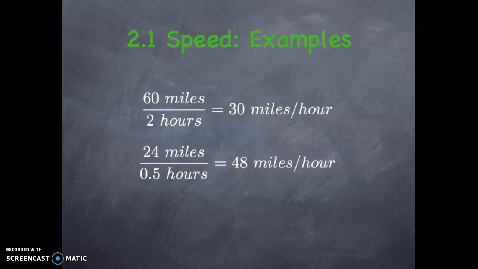That's an average of 30 miles per hour. That's not the instantaneous speed. That's the average speed, 30 miles per hour. As a second example, if you move 24 miles and do that in half an hour, then your average rate of motion is 48 miles per hour.